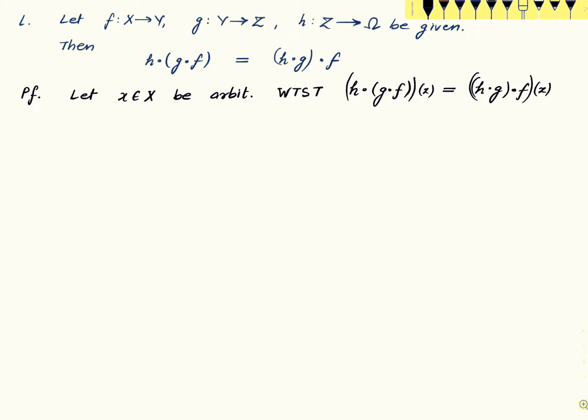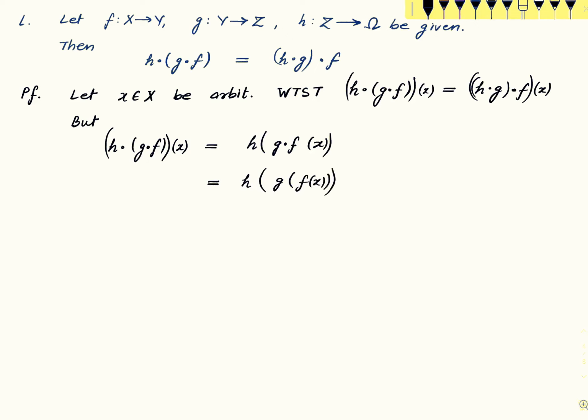Okay? So now, what is the left side? The left side, by definition, is equal to h of g of f of x, or g composed with f of x. That's by definition, which is equal to h of g of f of x. And similarly for this, if you just parse this, you will get the same expression. And therefore, these two things are equal. So it's a trivial thing, but still.